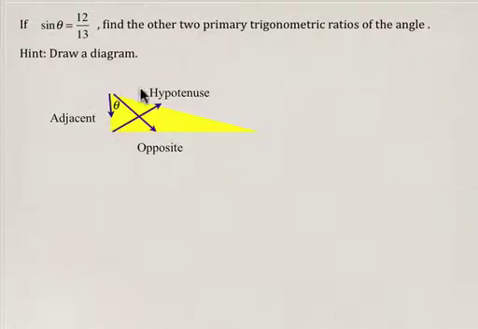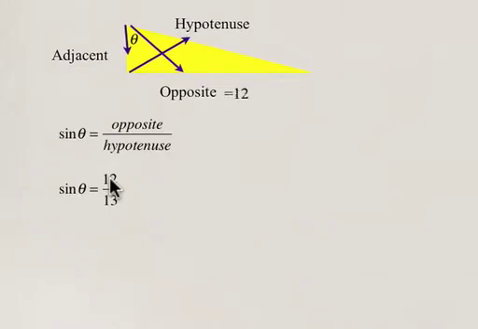Now we're told a couple things. First of all, sine theta is 12 over 13. And so remember that sine is opposite over hypotenuse from SOHCAHTOA. So we can now label on here, because sine theta is 12 over 13, our opposite side must be 12, and our hypotenuse must be 13. So we can label those on the diagram. So now we know our opposite side and our hypotenuse.